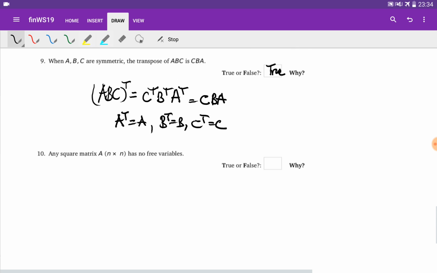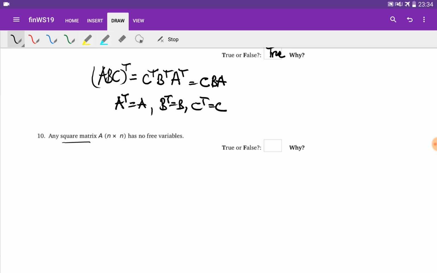Any square matrix has no free variables, which is false because it is possible that a square matrix has a free variable. For example, 1, 0, 0, 0. So this matrix has a free variable, and the second column is the free column.